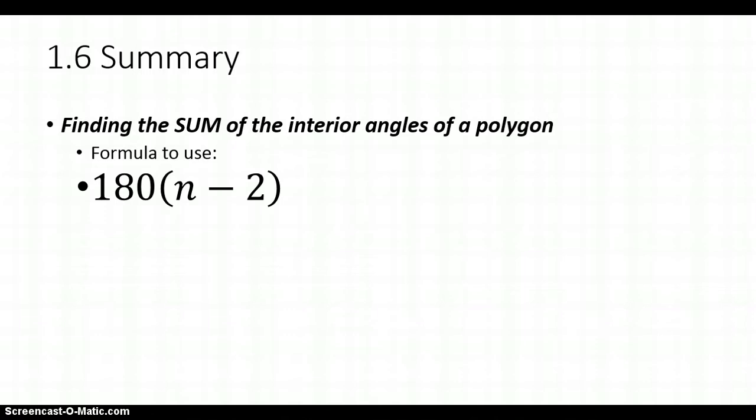We know that the sum of the interior angles of a triangle is 180 degrees, so you can just figure out how many triangles you have in the polygon, and that's how you find the sum of all the interior angles of a polygon.